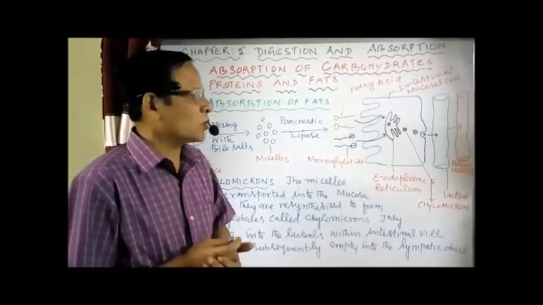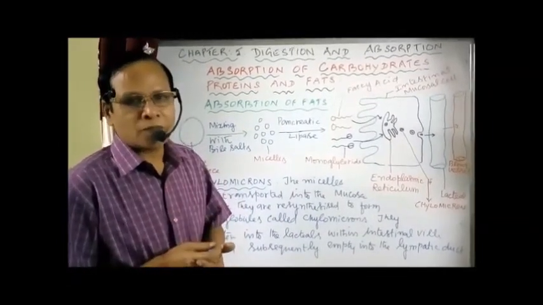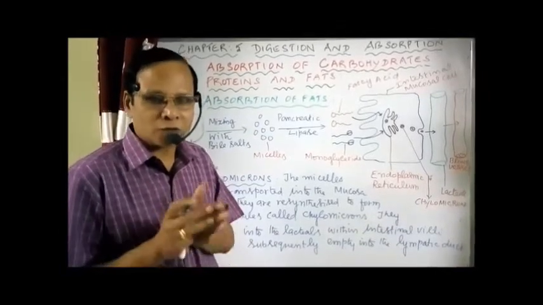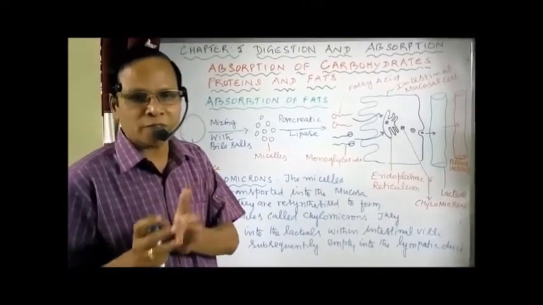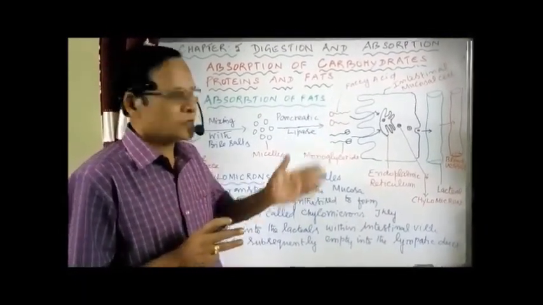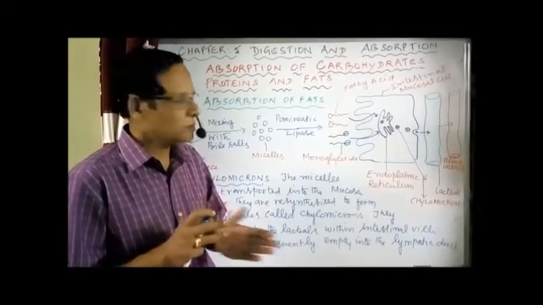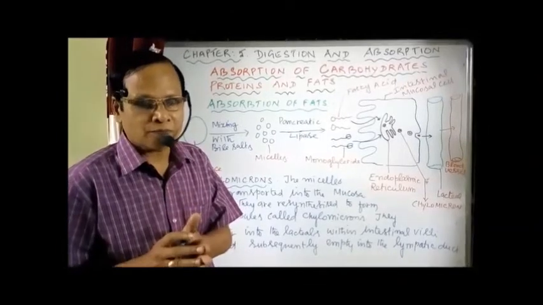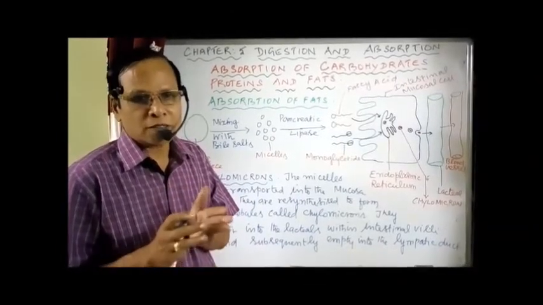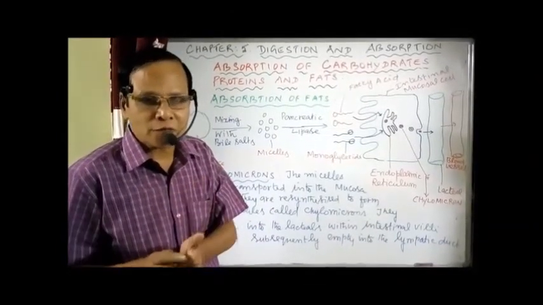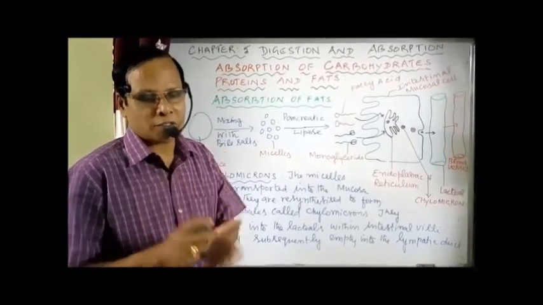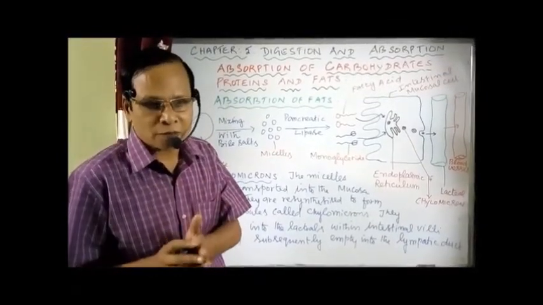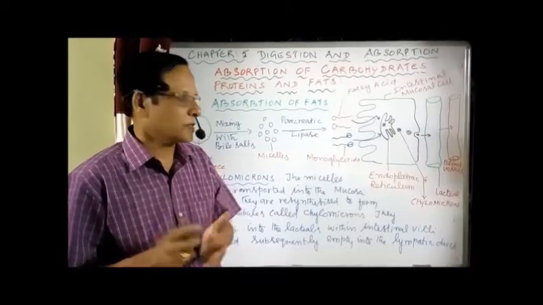Now consider the vitamins. The fat-soluble vitamins are absorbed through the lacteals, whereas the water-soluble vitamins, for example vitamins B and C, are absorbed either by means of simple diffusion or by means of active transport.